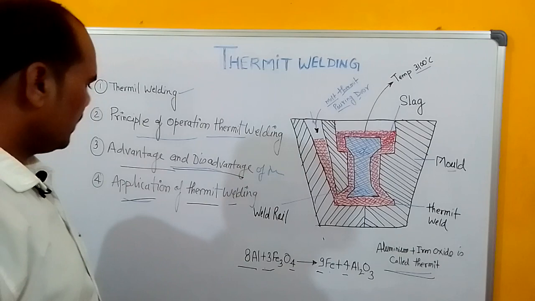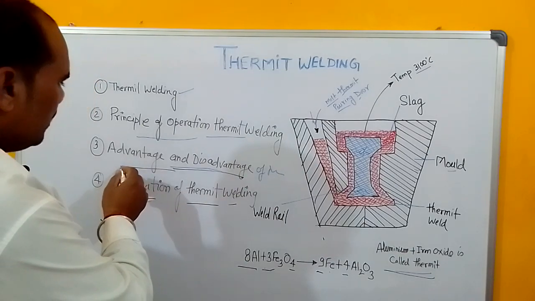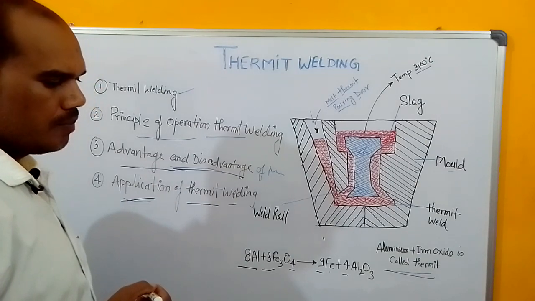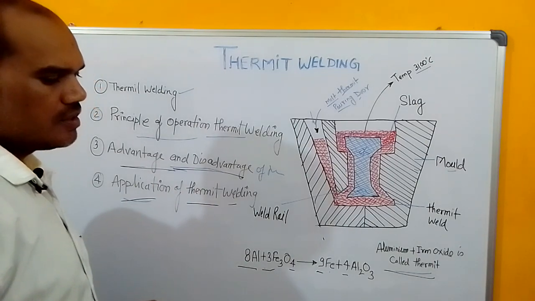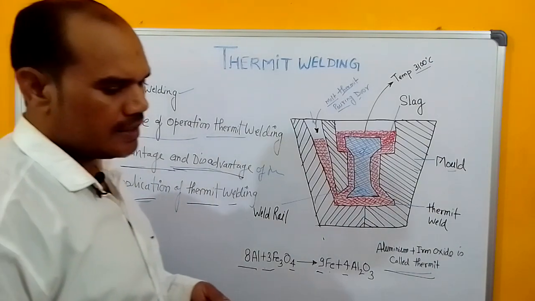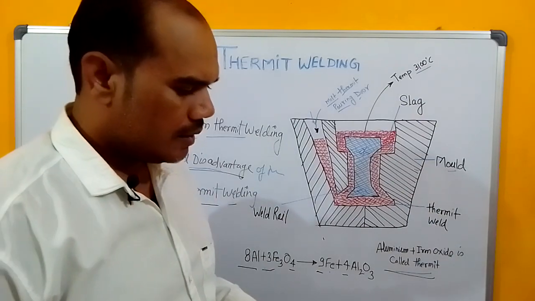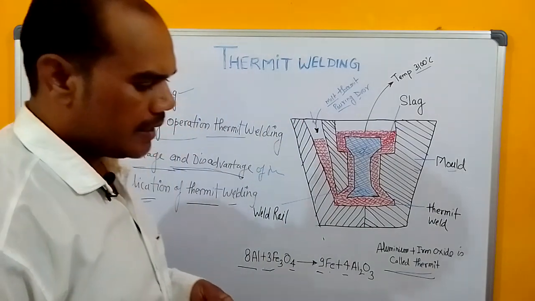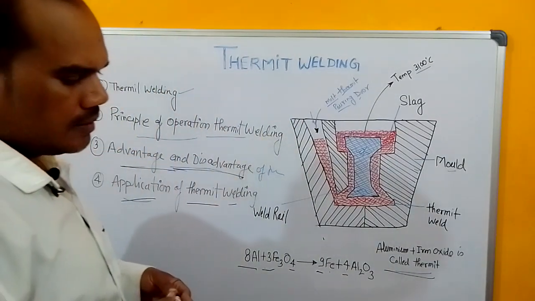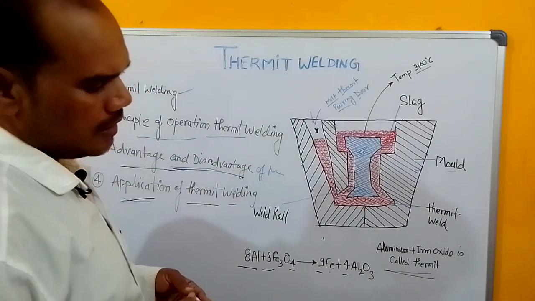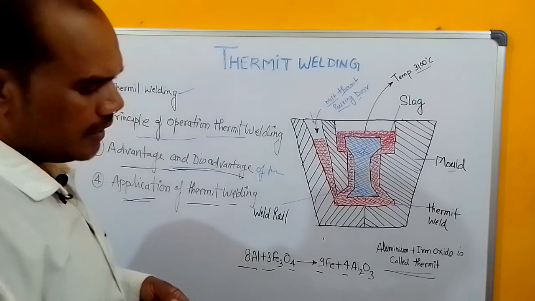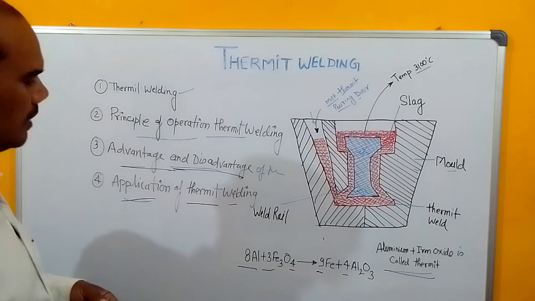And third, the advantages and disadvantages of thermite welding. The cost of operation is low since the heat needed for melting comes from a chemical reaction. The broken part can be welded on the site itself because no heavy equipment is to be carried to generate electricity.